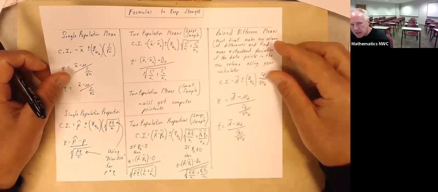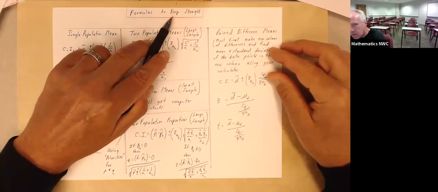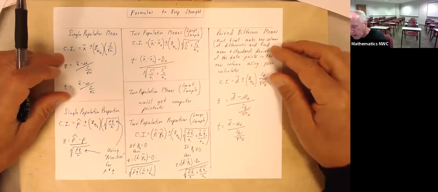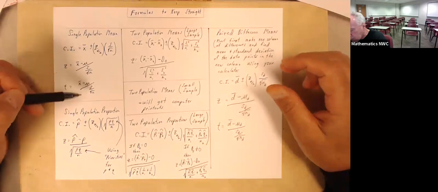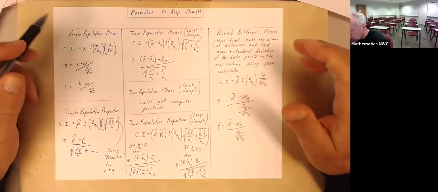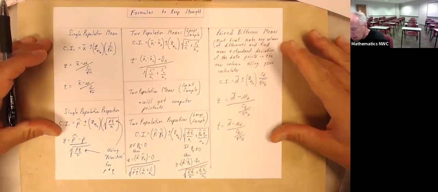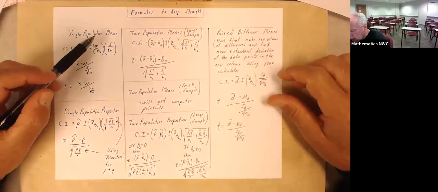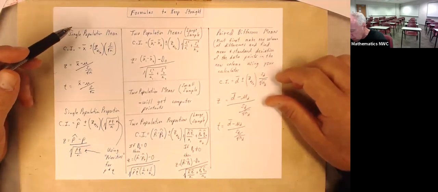This is a sheet that I've put together to help you keep some formulas straight. I would strongly recommend pausing and copying these down. You are going to be allowed a cheat sheet, 8.5 by 11, basically this size. And it would be, I think, to your advantage to have all of these formulas down.